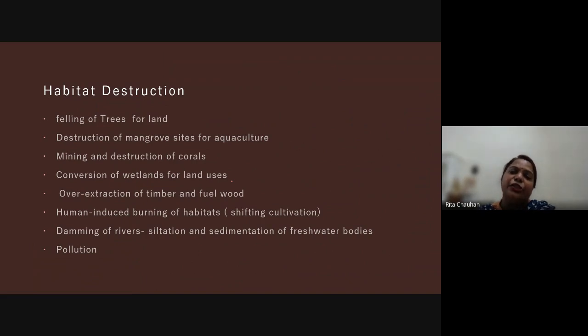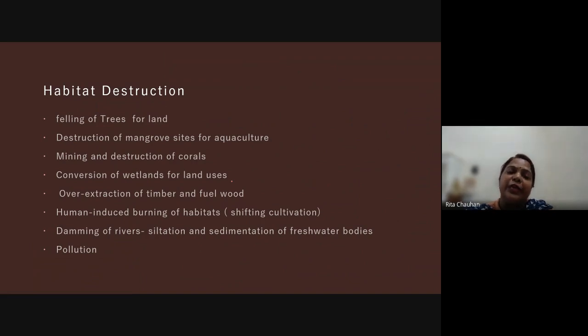Then mining and destruction of coral reefs. Many of the coral reefs we are mining for many beautification purposes. We are using it for many purposes. So because of mining, we cut down, we use some nails underwater, and it will destroy the entire structure of the coral area. So because of mining also, the coral habitat and its population are getting lost.